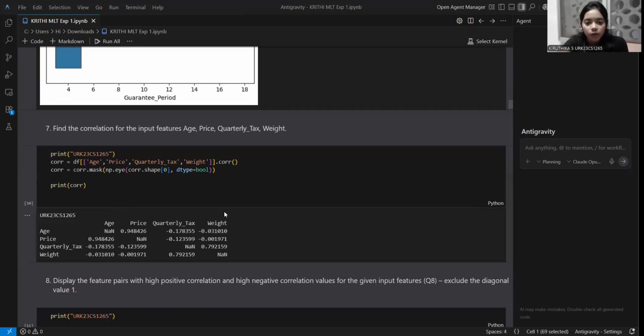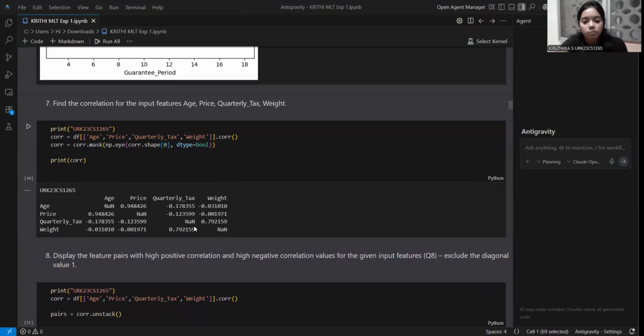The seventh task is correlation between features. Correlation is calculated for age, price, quarterly tax, weight using the df.corr function. Correlation values range between -1 and +1. +1 means strong positive relation, -1 means strong negative relation, and 0 means no relation.